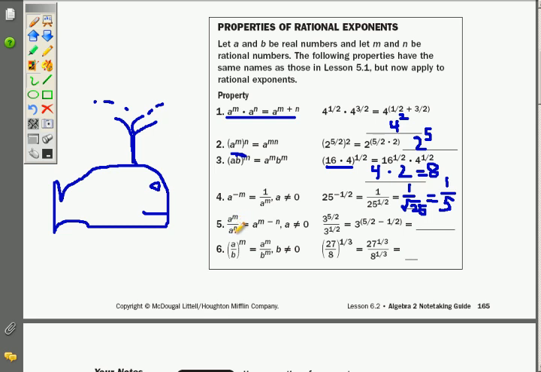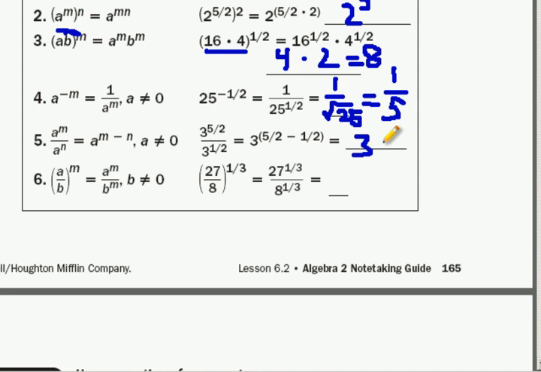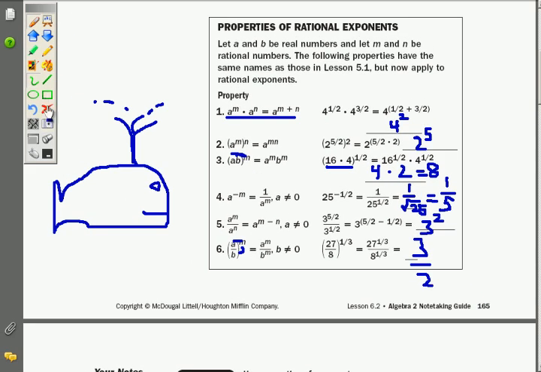A to the m over a to the n. Make sure the a's are the same, like 3 and 3. So you have 3 to the 5/2 over 3 to the 1/2. I take the bigger fraction, subtract the smaller one. 5/2 minus 1/2 is going to leave me with 4/2, or 2. This m goes to both of them. So 27 to the 1/3 power happens to be 3, and 8 to the 1/3 power happens to be 2.